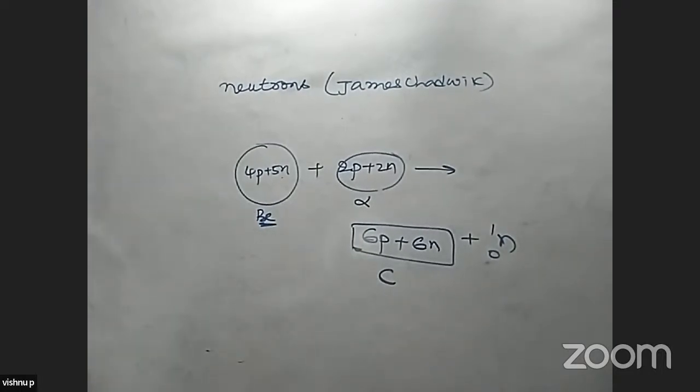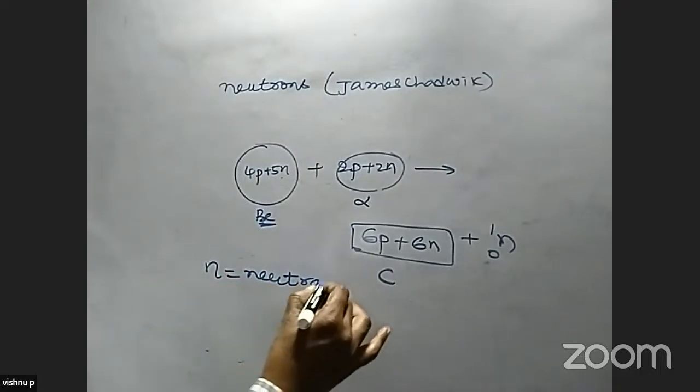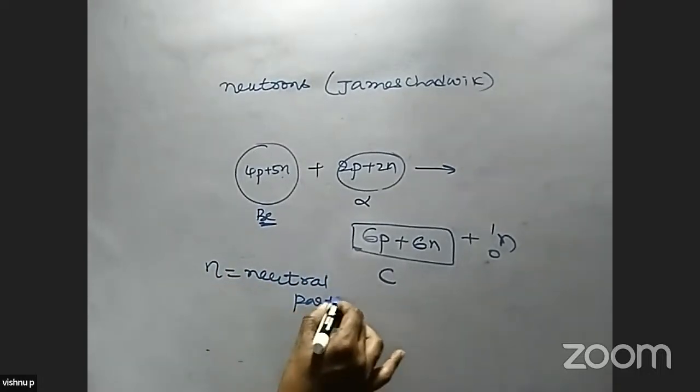When beryllium is bombarded with alpha radiations, what happened here? In this case, beryllium is converted into carbon, and from this, neutrons are separated out. What is the nature of this neutron? Neutron is a neutral particle. This is a neutral particle.